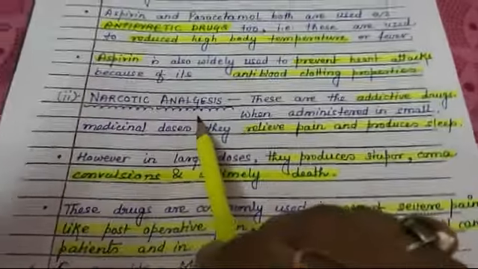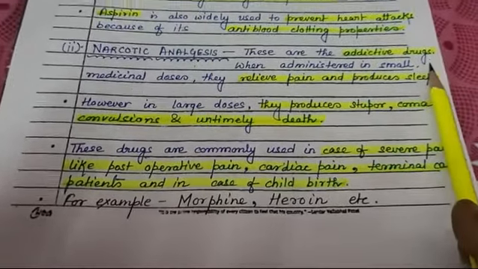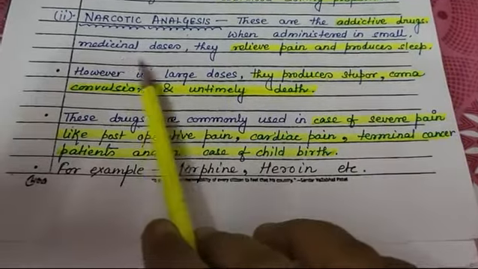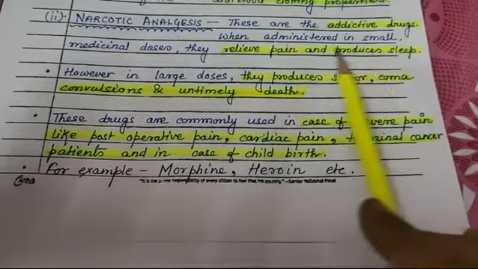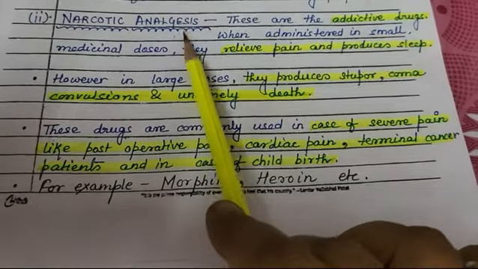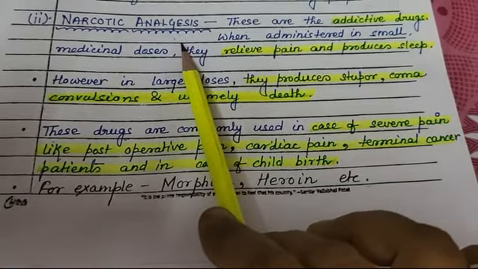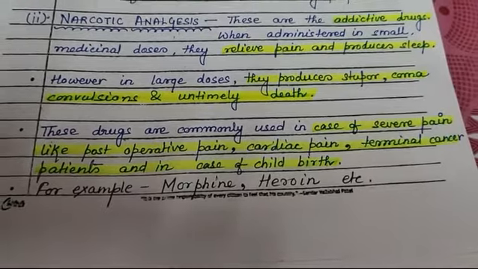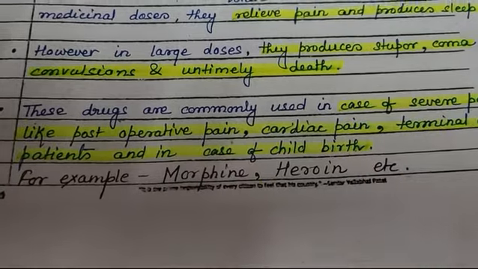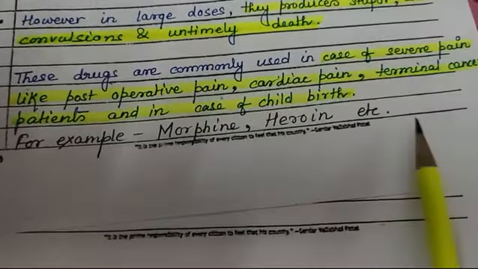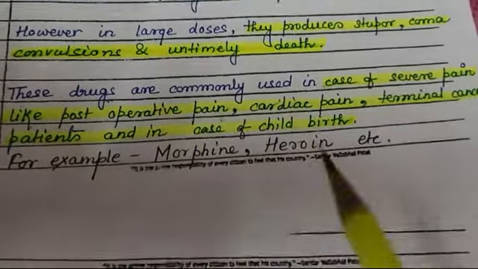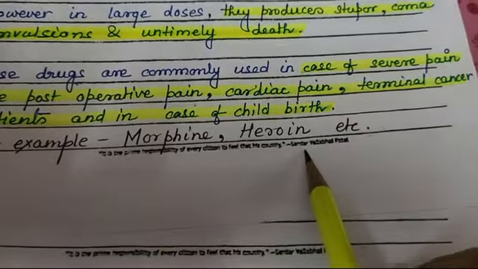Then come narcotic analgesics. These are addictive drugs. These are habit forming drugs, and they are administered in very small medicinal doses so that they can relieve pain and produce sleep. We should remember that narcotic drugs are only and only given when the person is suffering from severe, I can repeat, severe pain, like in case of post operative pain, cardiac pain, even terminal cancer patients, and in case of childbirth we use narcotic analgesics. Popular examples are morphine and heroin.